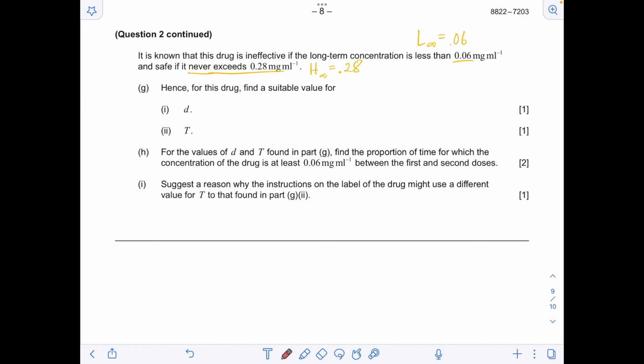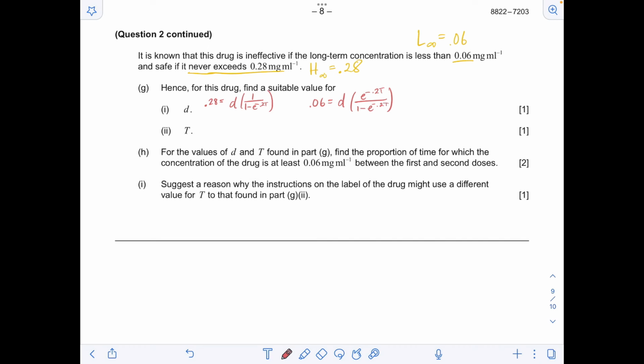So we're going to equate those expressions with these values, and that will give us a system of equations with unknowns D and T. So 2 equations and 2 unknowns is always solvable. So let's get started doing that. We know that the H infinity equation is 0.28 equals D times 1 over 1 minus e to the negative 0.2t. That's the H. And the L equation is D times e to the negative 0.2t over 1 minus e to the negative 0.2t.